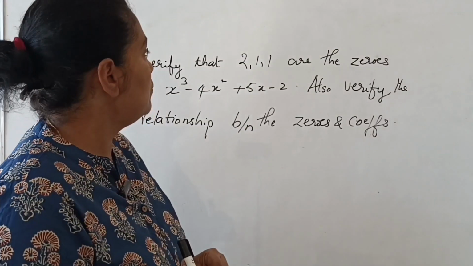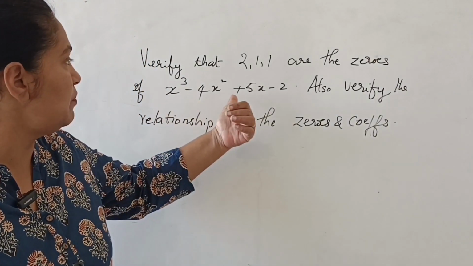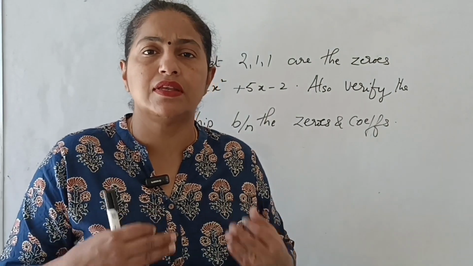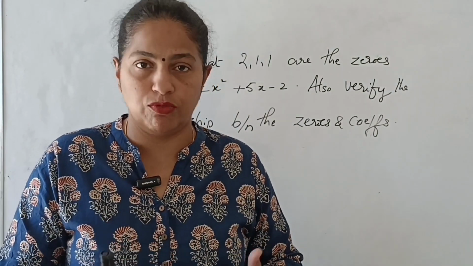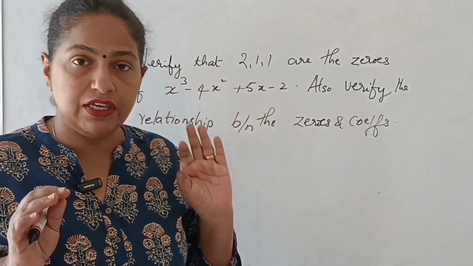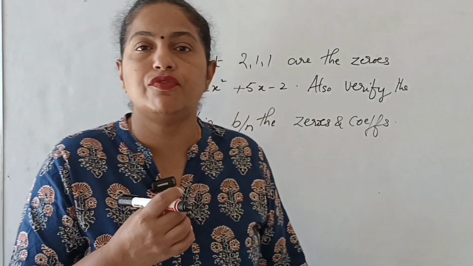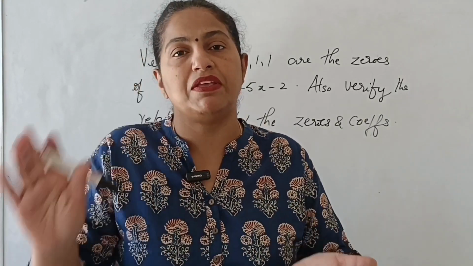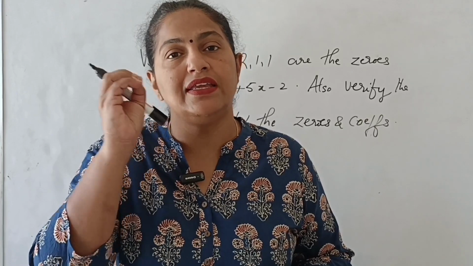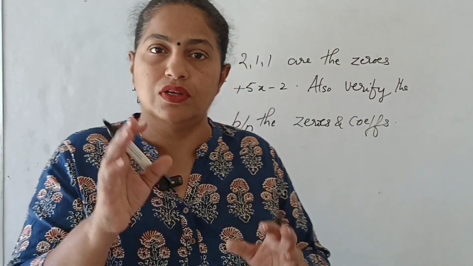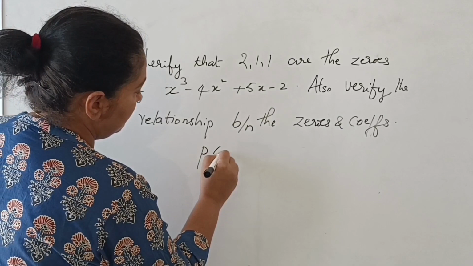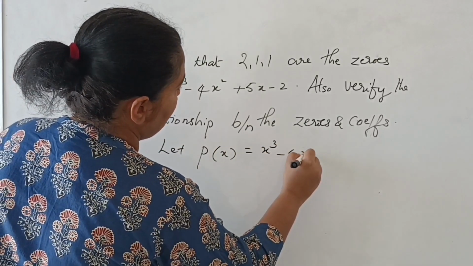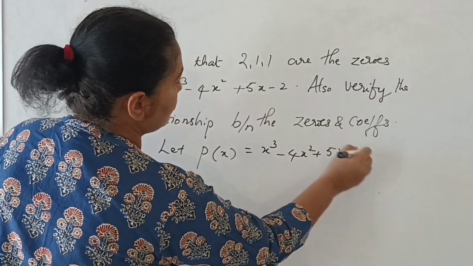Okay, verify that 2, 1, 1 are the zeros of this given polynomial. Also verify the relationship between the zeros and the coefficients. So you can see that 3 roots are given. So automatically it has to be a cubic polynomial. And here you can find a cubic polynomial is given. So how do you verify a given number is a 0 of the polynomial? You substitute that number in the place of x and see whether we are getting the value of the polynomial as 0. So let p of x be equal to x cube minus 4x square plus 5x minus 2.